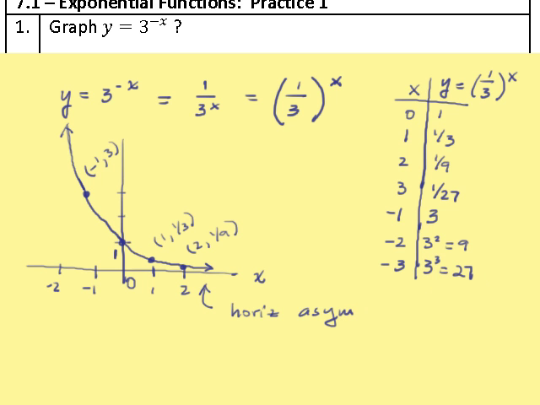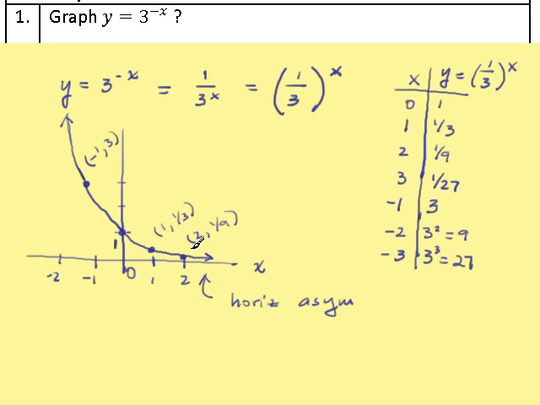Let's talk about the domain. Well, we can substitute in any x value, on the right and on the left. So the domain would be all real numbers, or we could say x between -infinity and infinity. And what about the range? Well, we always have positive values here. All these values, or the graph, are above the x-axis. So positive y values. So the range is y greater than 0.